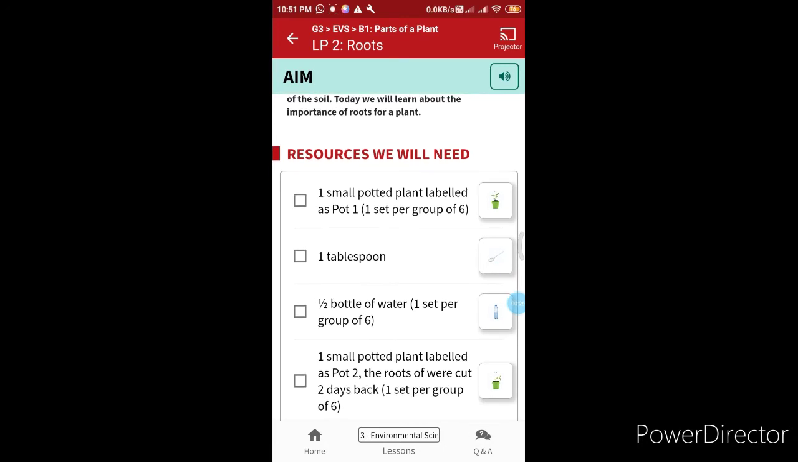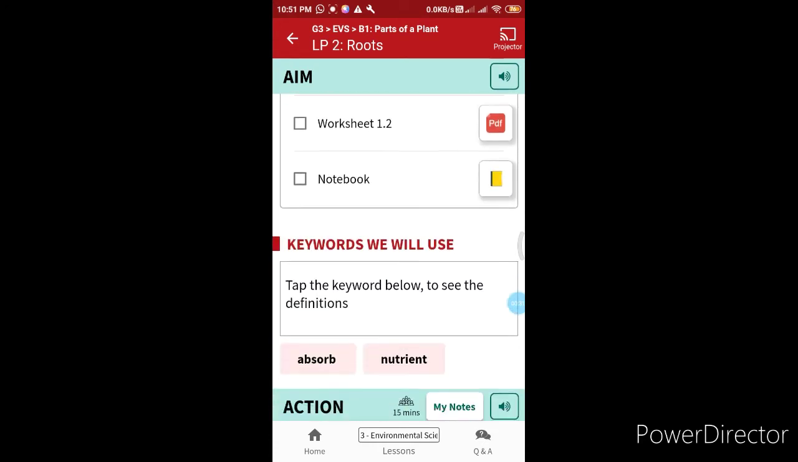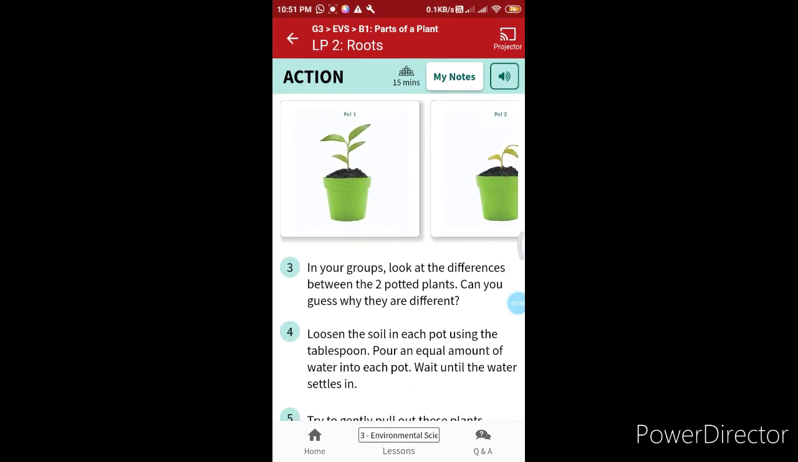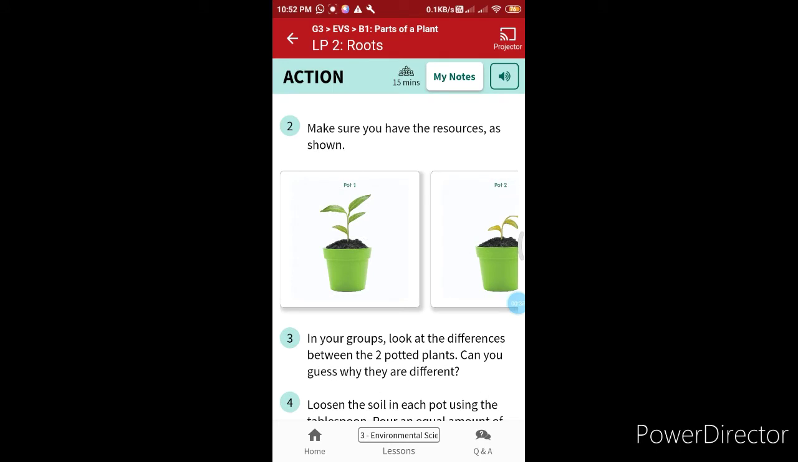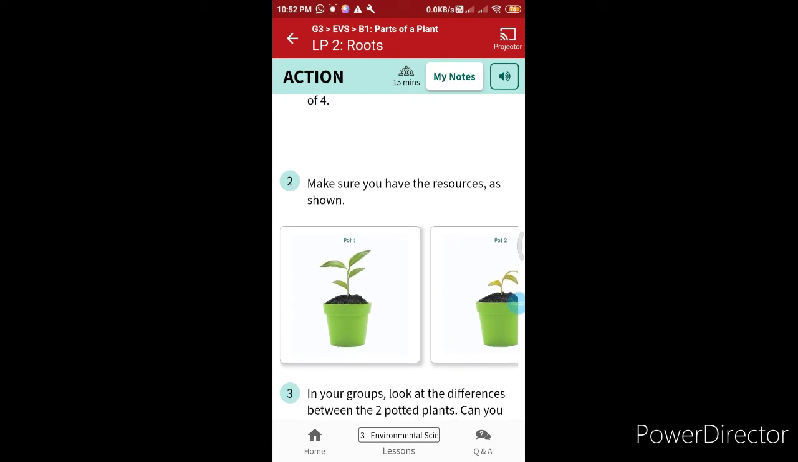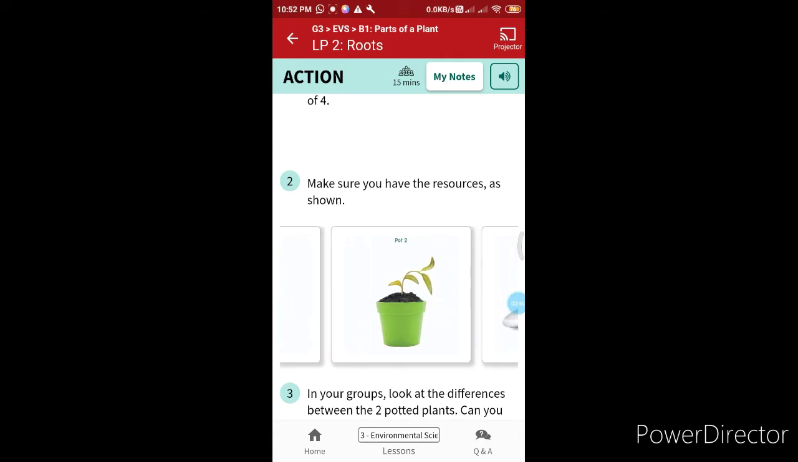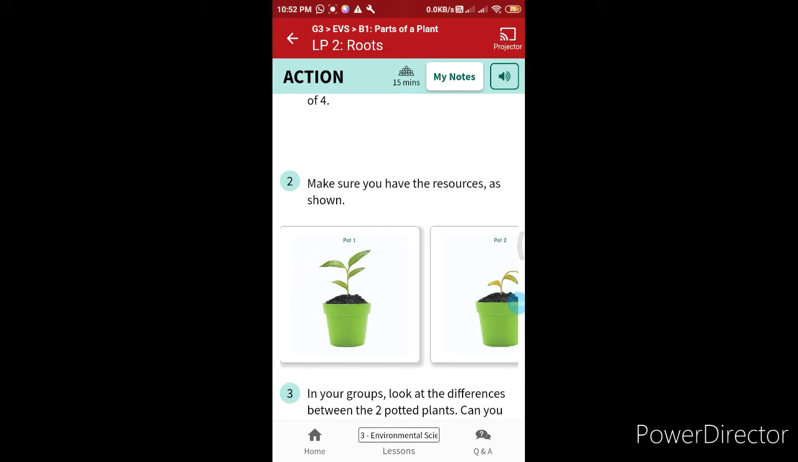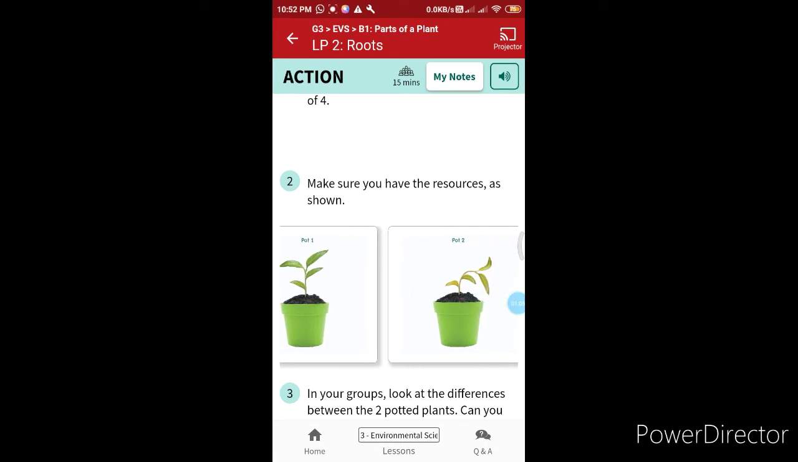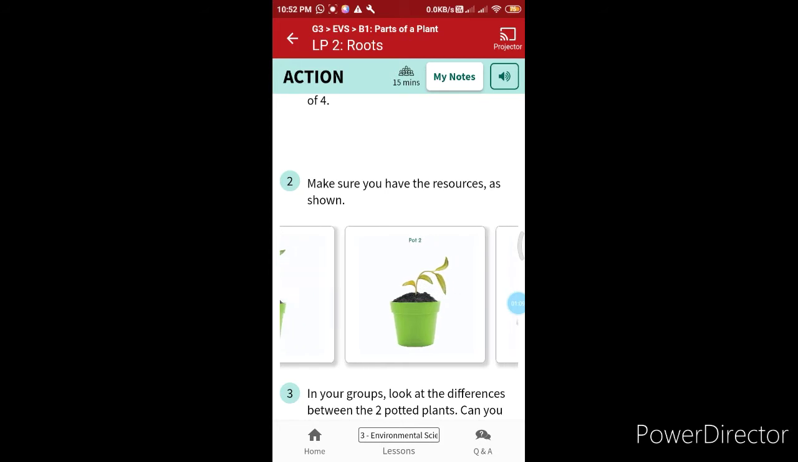For this you need 2 potted plants, 1 tablespoon and a bottle of water. Take 2 potted plants like this, as I am showing in the picture. In pot A, a healthy plant is present, and in pot B you take a plant without the roots. Cut the roots of plant B. In pot B arrange the plant without the roots, and in pot A keep the healthy plant with the roots.